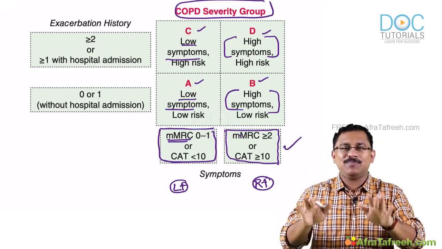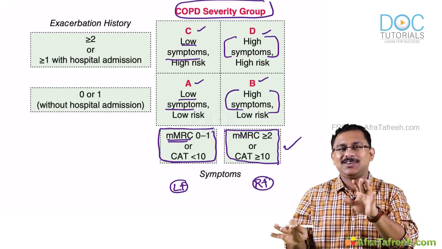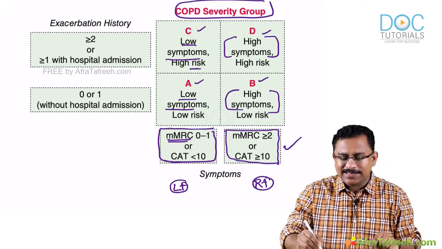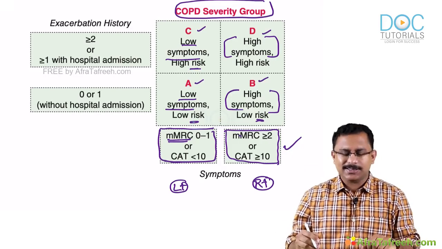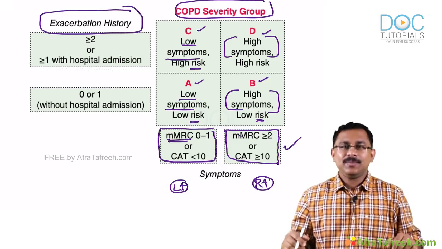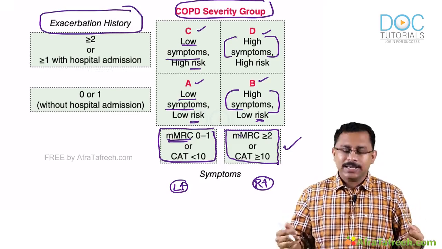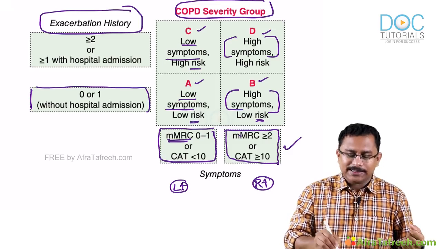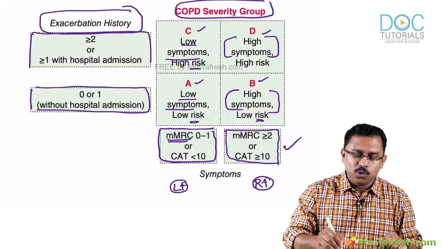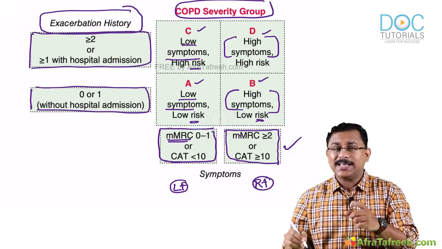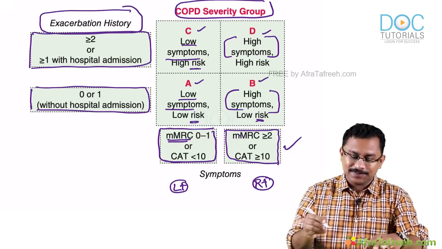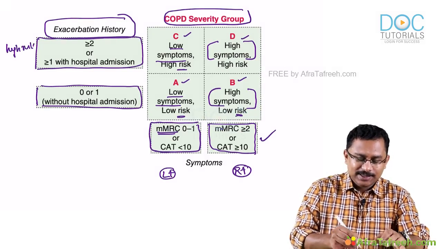Now keep it in mind, be with me, things will be clear in the next 2 minutes. Remember, along with symptoms, you are seeing something that is known as risk. What is this risk? Risk is based on the exacerbations of the patient, because COPD can have exacerbations. Suppose he has had 0 to 1 exacerbation, you will put it in one column, and more than or equal to 2 exacerbations, or 1 or more exacerbations with a hospital admission, you will put as a high risk patient. So this is high risk, this is low risk.